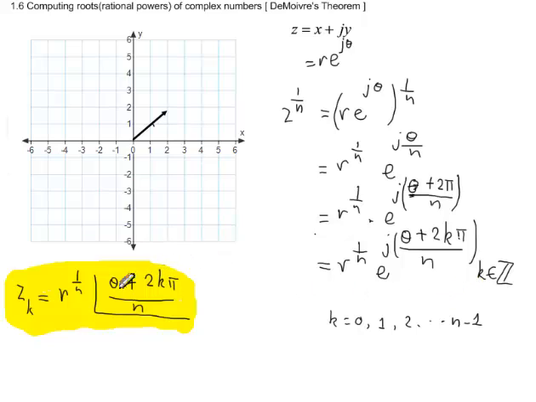This is the argument of the kth root. Remember now, an equation which has power n has n roots. Now you number those n roots, 1, 2, 3. This is the formula for getting the kth root.